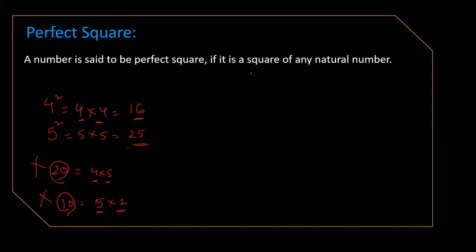So what is a perfect square? Square of any natural number is a perfect square. That should be a square of a number. 121 is a perfect square. Why? Because 121 is obtained by multiplying 11 into 11. This is about perfect square.